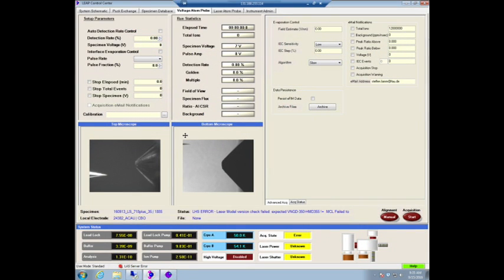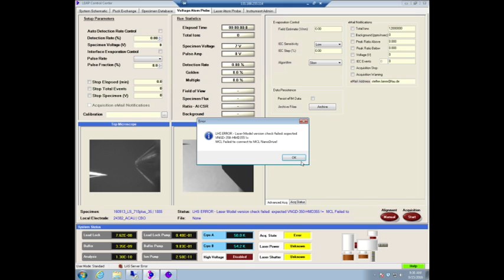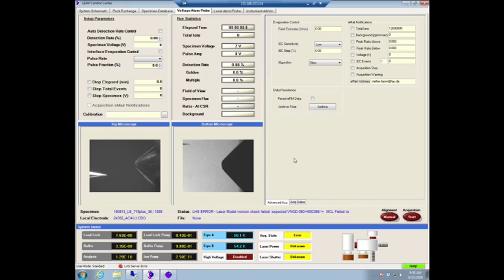So now you can see the sample. It's nice and sharp and it's shiny, something we haven't been able to see in the microscope during the polishing. And that is the error I was talking about with the stage before.